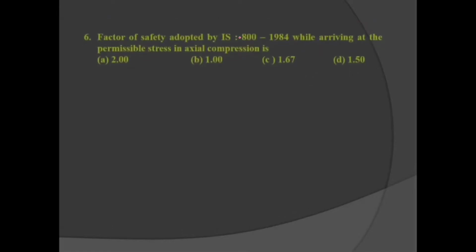Our sixth question is, factor of safety adopted by IS 800:1984 while arriving at the permissible stress in axial compression. This is the same question as we had discussed. Sigma AC is 0.6 Fy, and as we know, factor of safety is equal to Fy divided by the permissible value, that is 0.6 Fy. After solution I found the value equal to 1.67. So option C is correct.